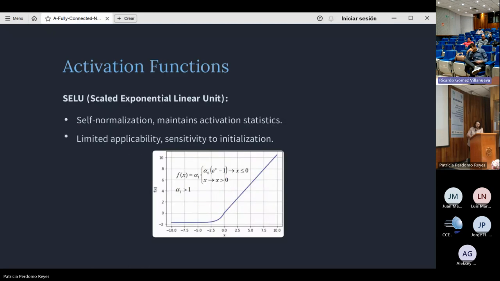And the last activation is the SELU function. It is important because of its main property of having normalized outputs. It has been shown that having normalized outputs improves convergence. To achieve this, we have to put normalization layers at the output of each layer. But if we use a SELU function, this is not necessary.